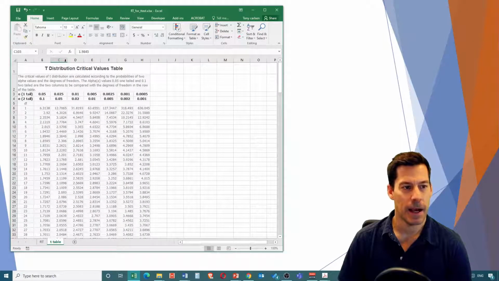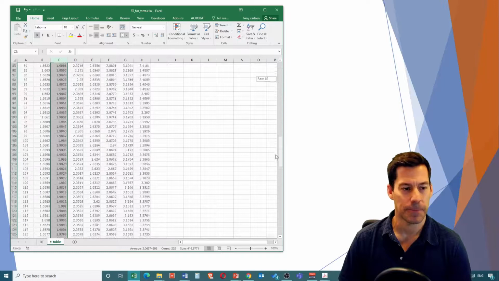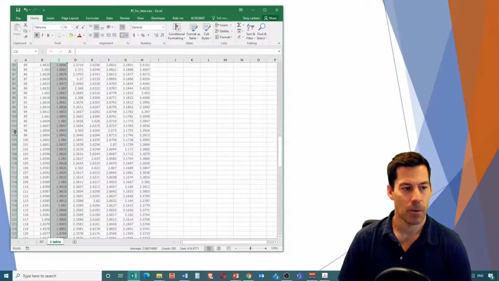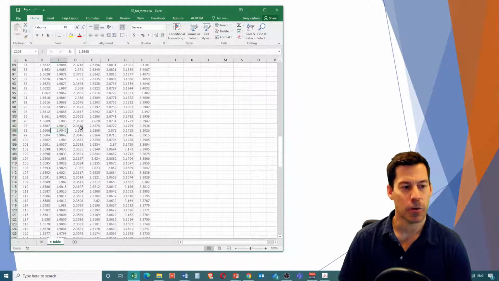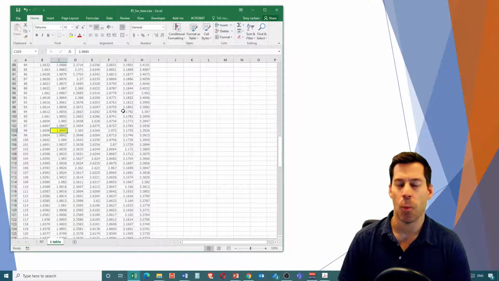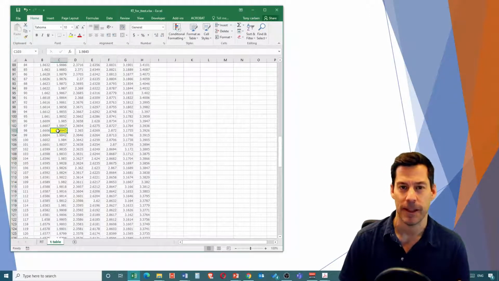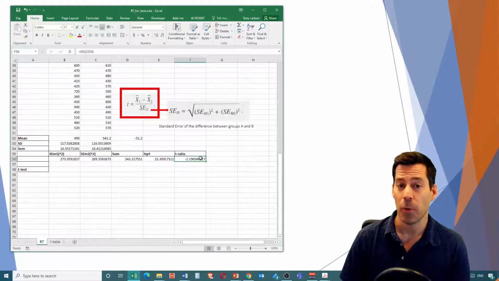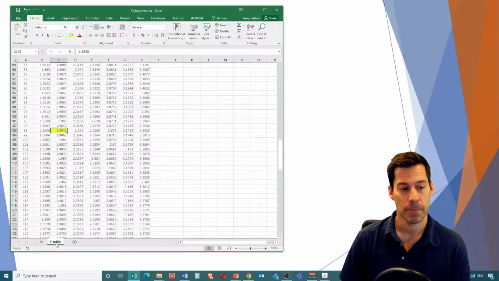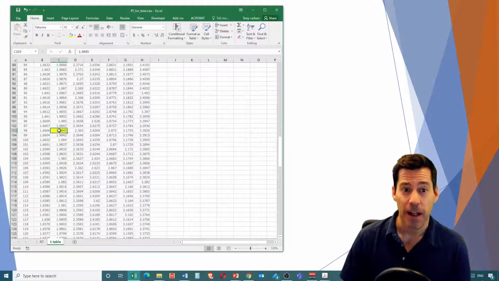And again, I'm looking in column C. With 98 degrees of freedom, my critical value here is 1.98. So my t-value has to be greater than this value in order for it to be significant at 0.05. And it is. If we go back and look at it, my value is 2.19. We see it's 1.98, so I'm greater than that value.